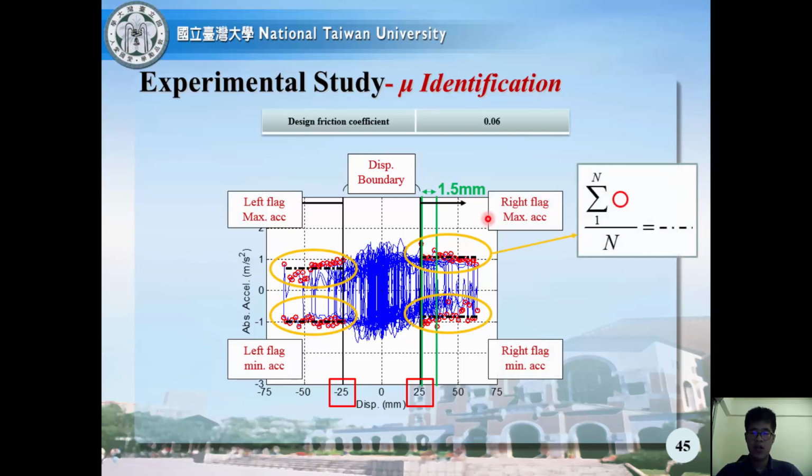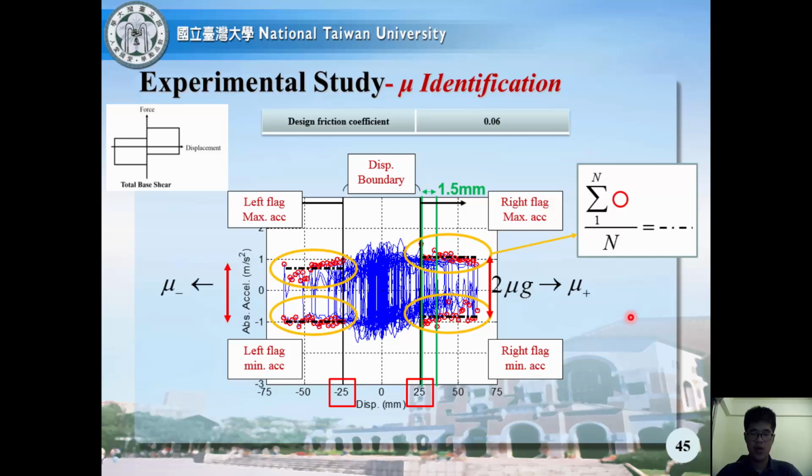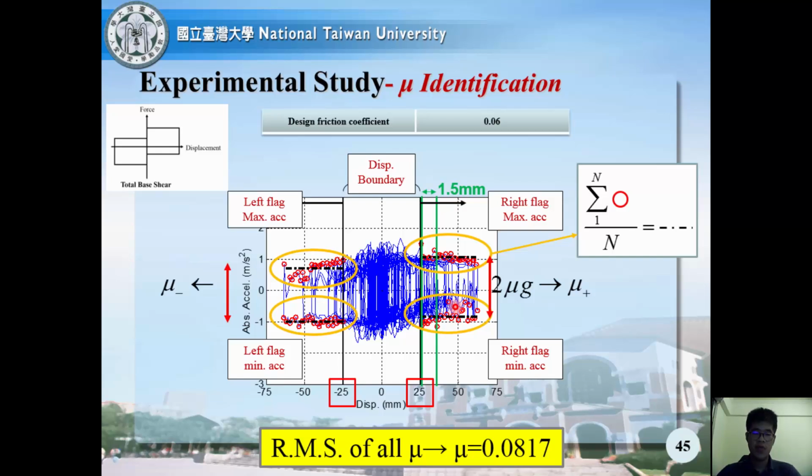Then by averaging the data points, we get a horizontal line. By our physical model, the difference between the lines equals 2 mu g if the y-axis is absolute acceleration. So for one hysteresis loop, we may get a mu minus and a mu plus, if the positive and negative displacement responses are both larger than 25 millimeters. Finally, by taking the root mean square of all friction coefficients from all earthquake records, we get a friction coefficient equal to 8.17%.